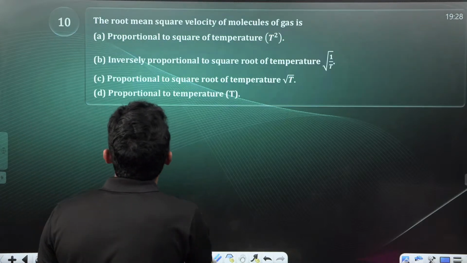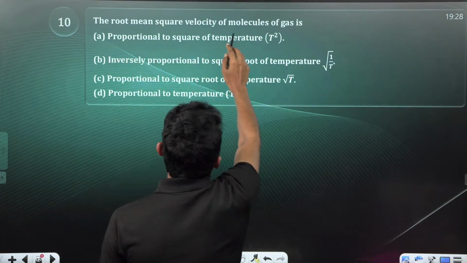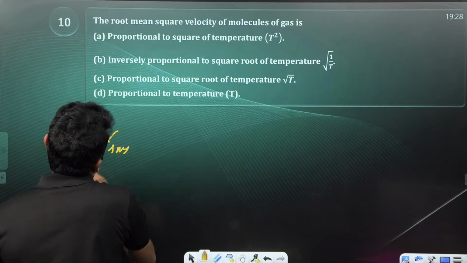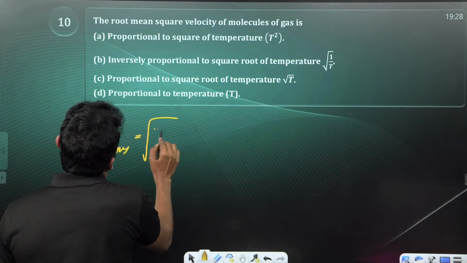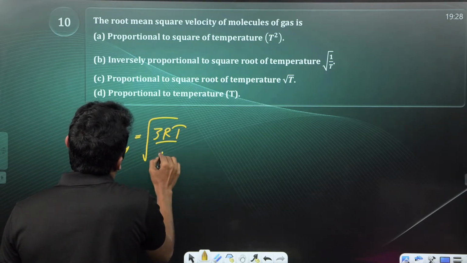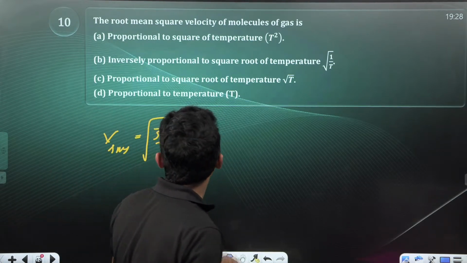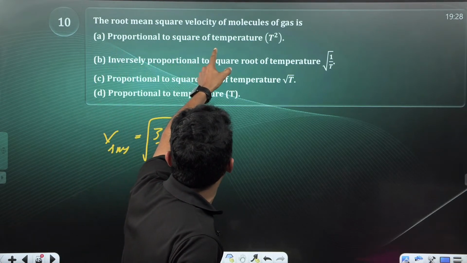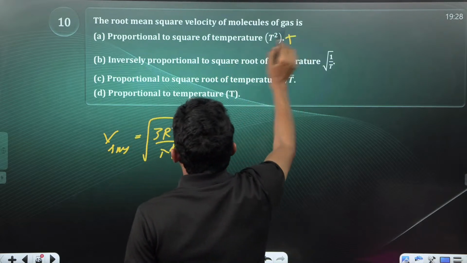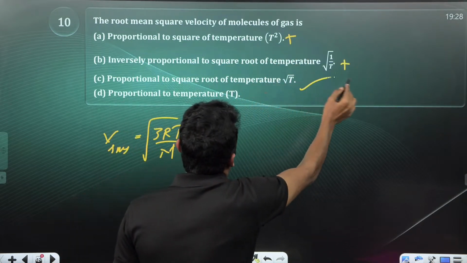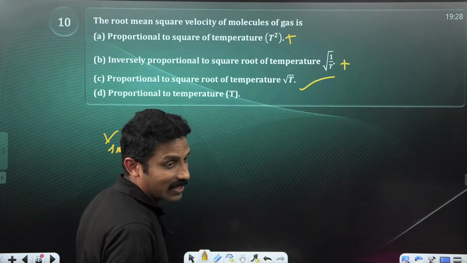And the 10th one: the root mean square velocity of a molecule of gas. It's very direct. VRMS is equal to root of 3RT by M. It is proportional to root of temperature. Proportional to square of temperature? No, inversely proportional? No. Proportional to square root of temperature. That is the answer, option C.